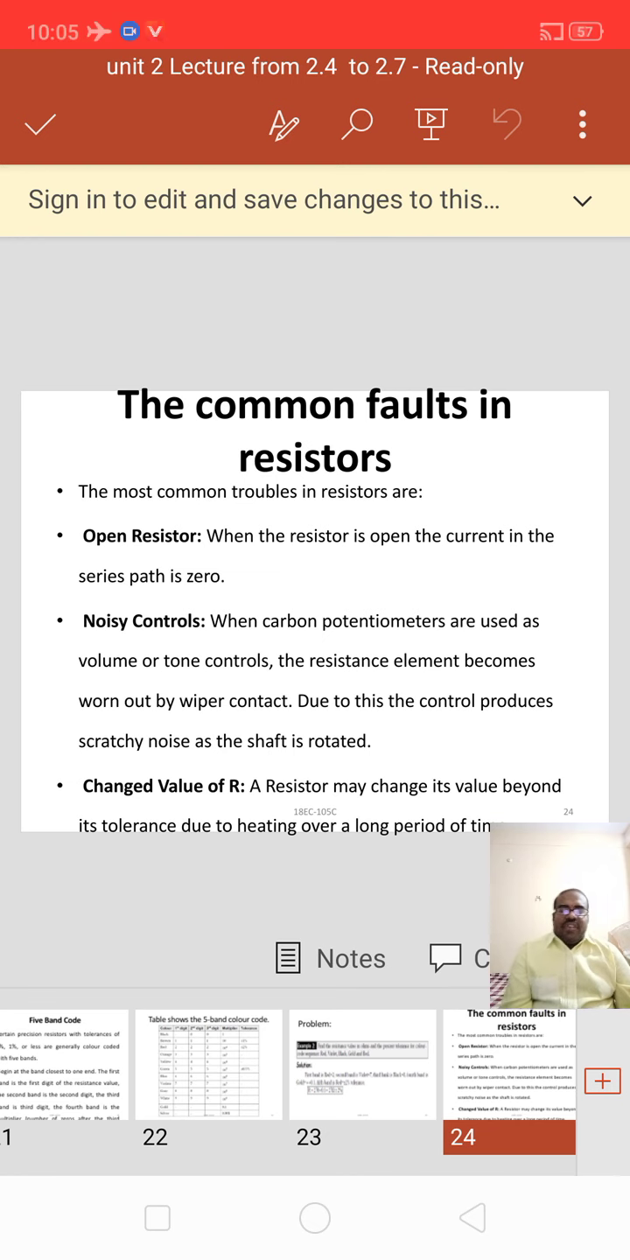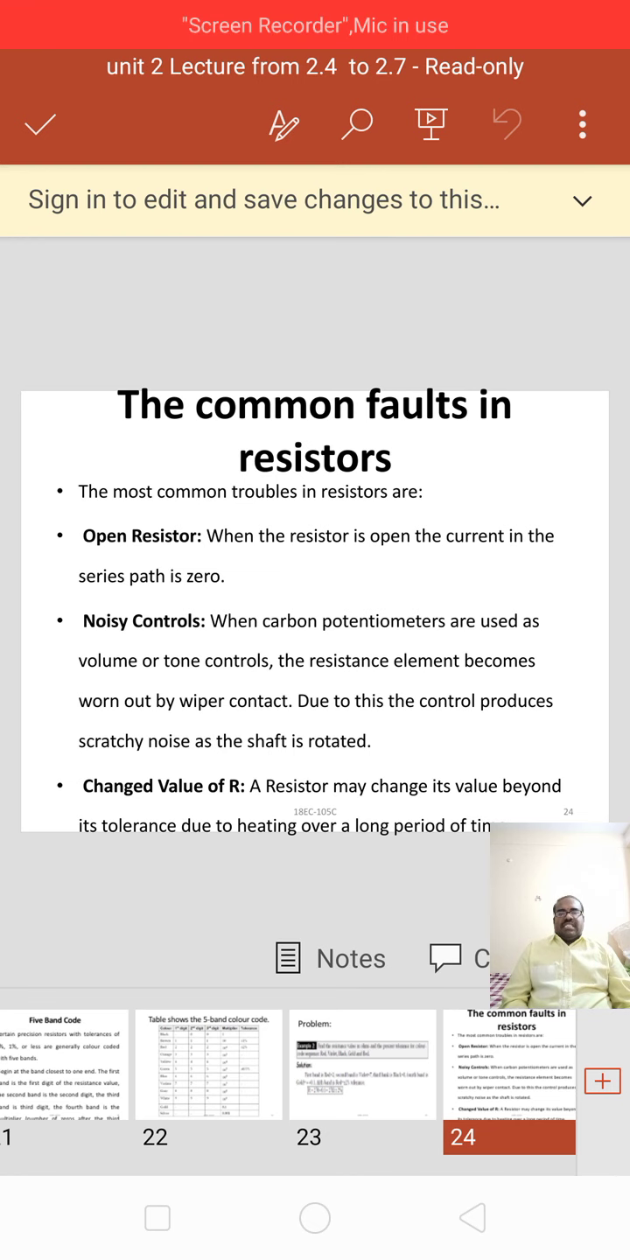Okay, now we learn about the common faults in resistors. The most common troubles in resistors are, first, open resistor; next, noisy resistor; next, changed value of R. These are the main common faults in resistors. First one, open resistor. When the resistor is open, the current in the series path is 0.